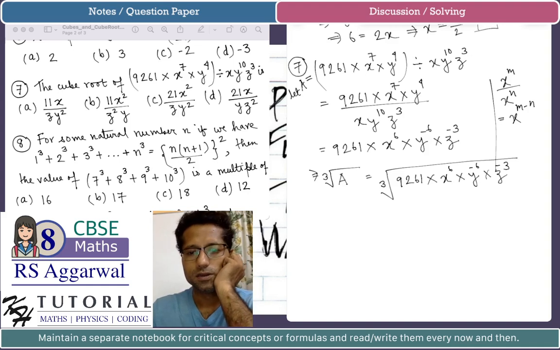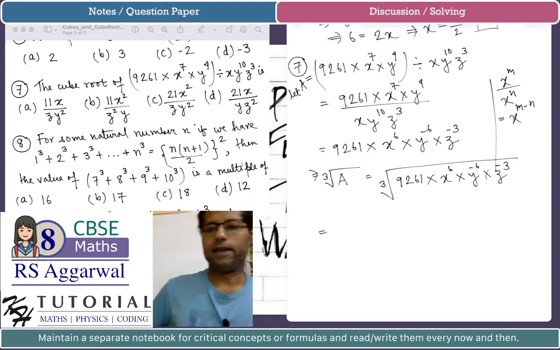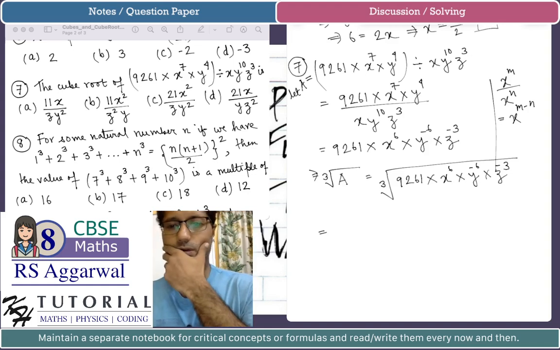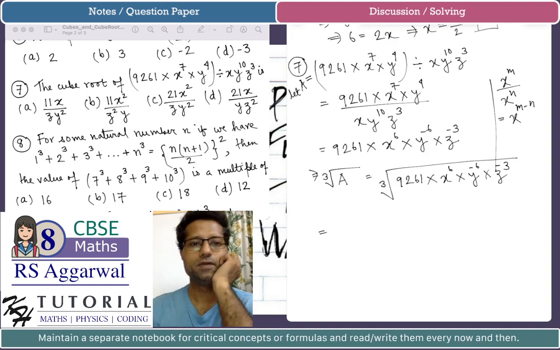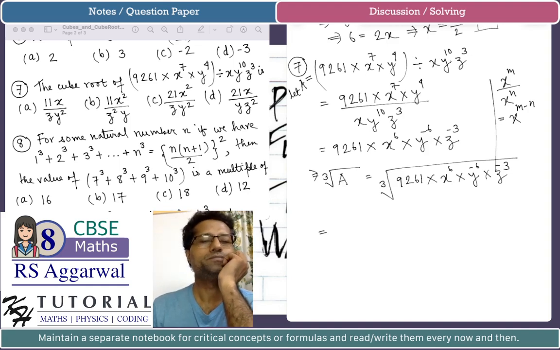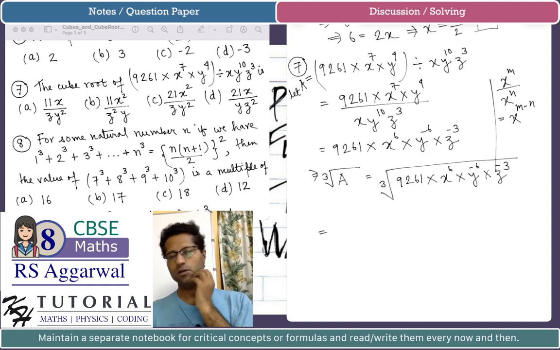Okay. Now 9261, we know that 9261 has to be a perfect cube. Now in the choices given, you can see in the numerator we are having 11 and 21. So the cube root of 9261 has to be either 11 or 21.